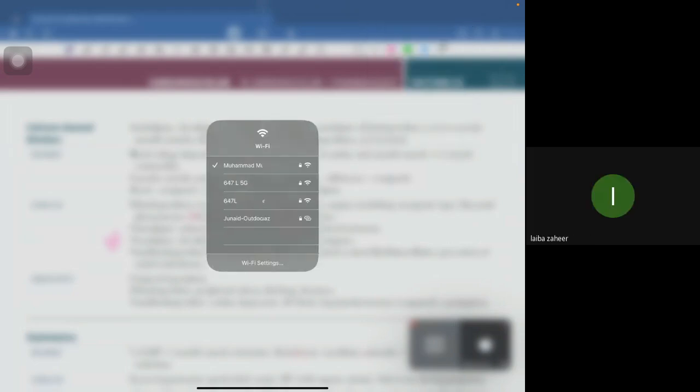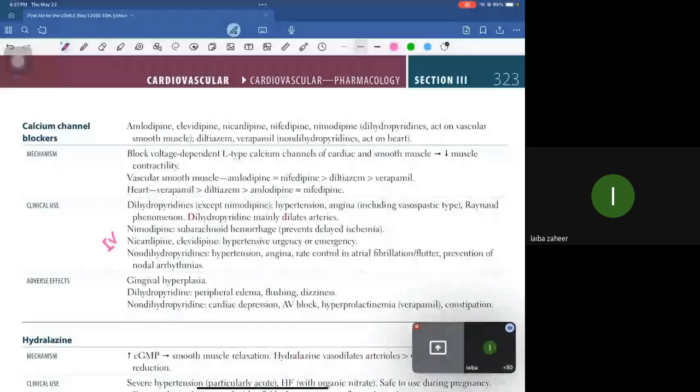Sir, what did you just tell us, that a patient presents with hypertension or a heart issue and peripheral edema? Can you repeat your question? Sir, you made a scenario about the peripheral edema. Can you repeat that? Yes.